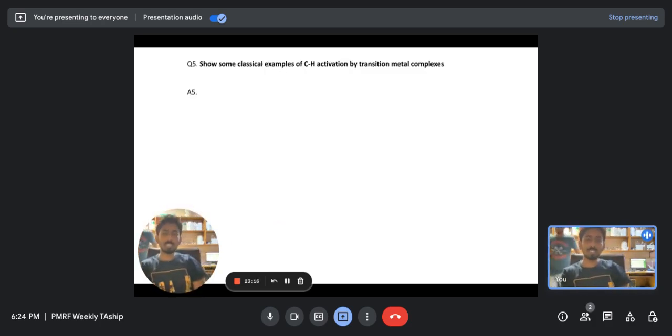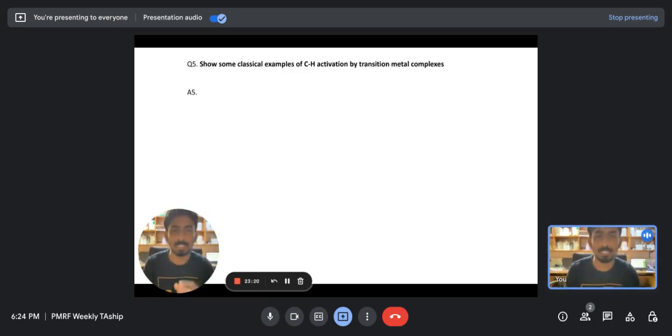So coming to the next question, here it is showing some classical examples of CH activation by transition metal complexes. So here you will see how this CH bond gets activated by transition metal complexes by simple bonding.